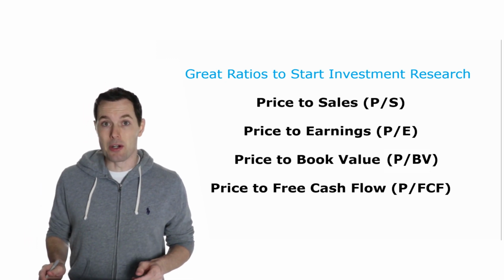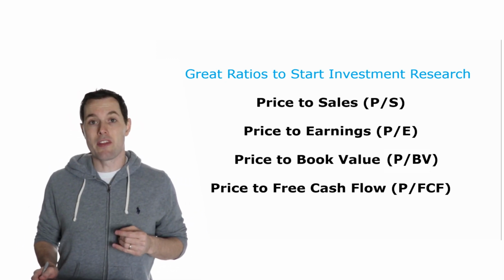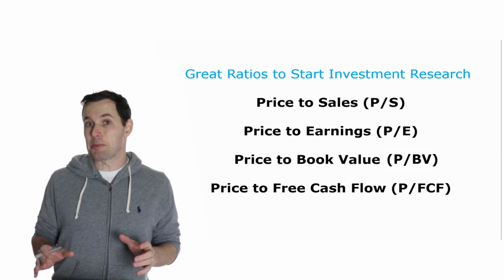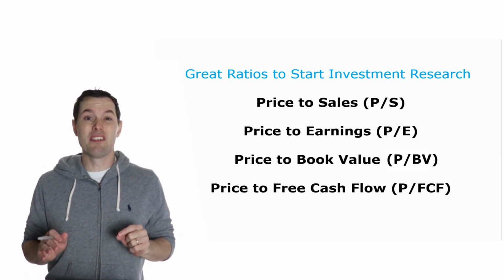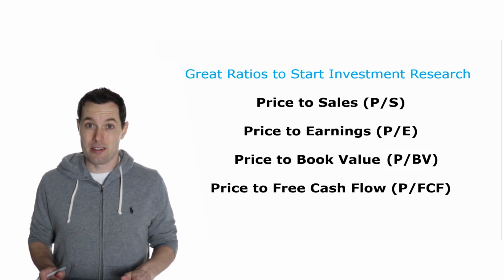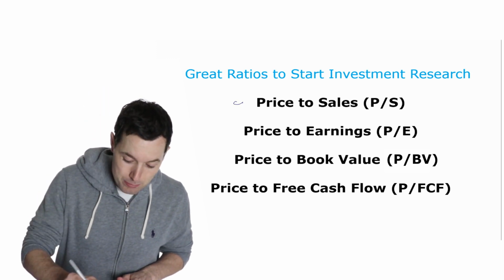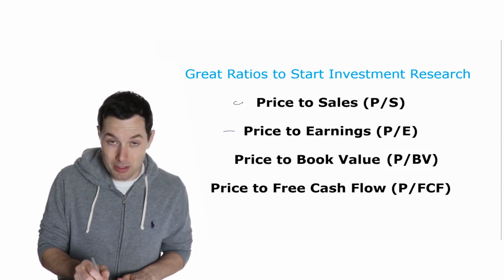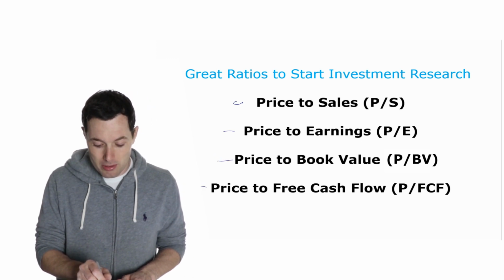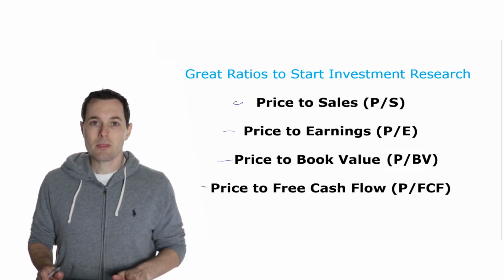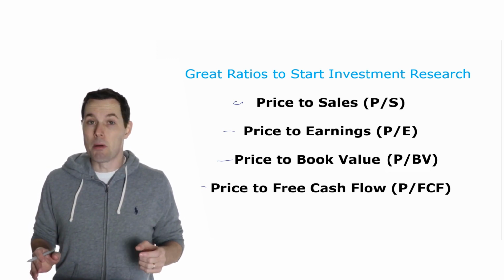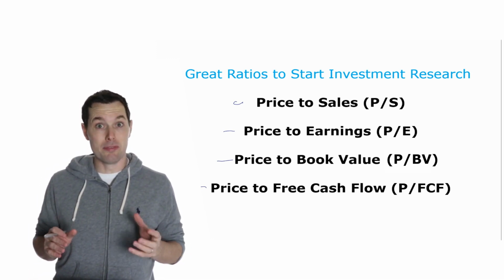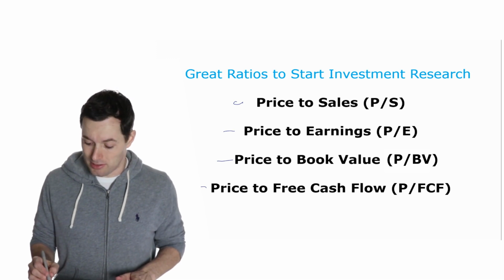Hi, in this video, we're going to look at 4 key ratios that are great for starting the investment research process. These 4 ratios are simple, but they tell a very powerful story when combined. The 4 ratios are price to sales, price to earnings, price to book value, and price to free cash flow. Now, fundamentally speaking, none of these are terribly difficult to calculate, but when combined, they can really tell a powerful story. Let's start with price to sales.